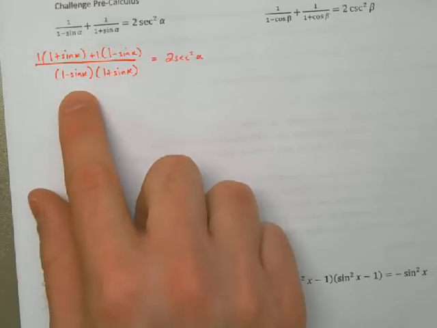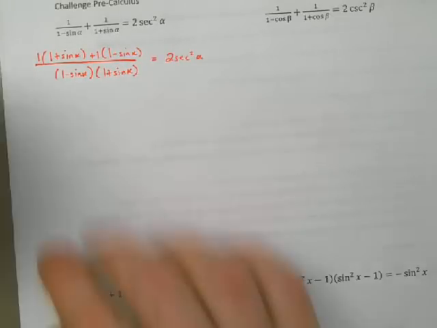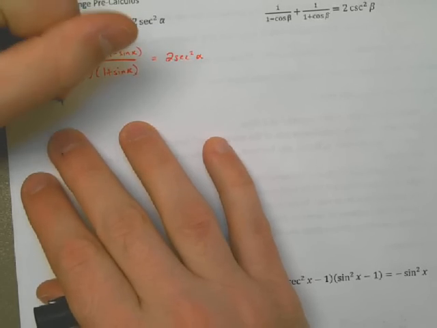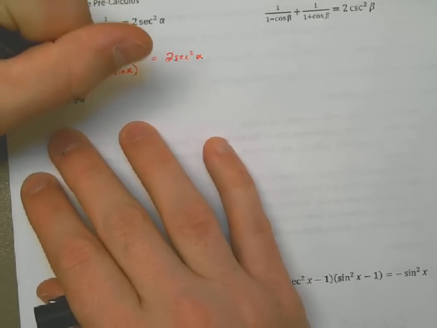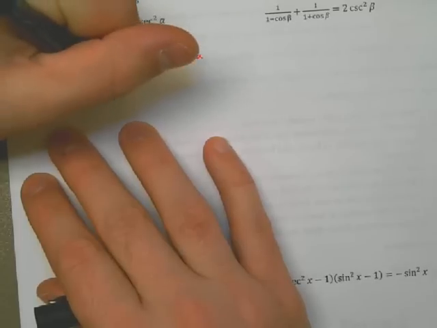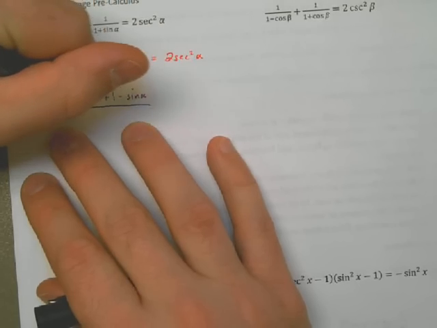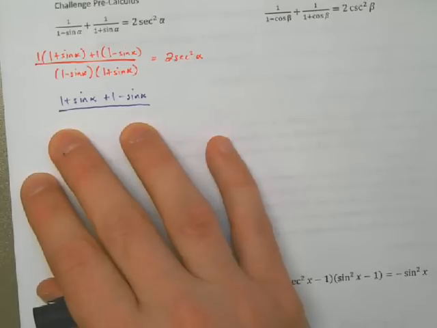And that's convenient because I know that 1 over the cosine is the same thing as secant. So I can really say here that 2 secant squared of alpha is equal to 2 secant squared of alpha. Put a little check mark next to it, you're done. Well done.